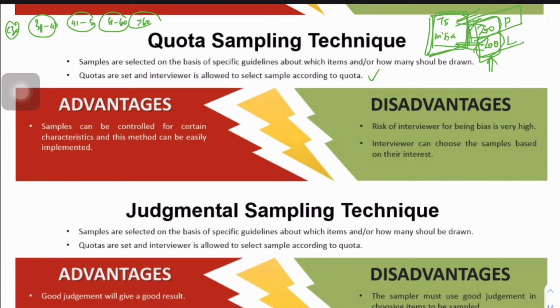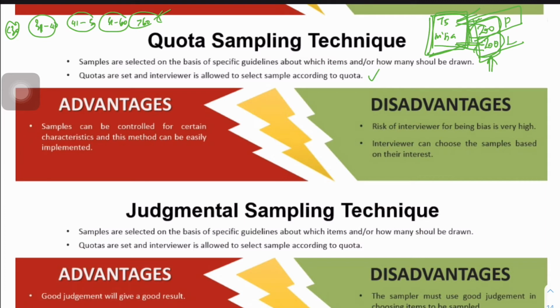So what is the advantages and disadvantages for this technique? The advantage is samples can be controlled for certain characteristic and this method can be easily implemented. Sebab kita yang set kita punya quota, kalau kita nak set quota kita lelaki 200, perempuan 200, is easy untuk kita implement. So kita akan ambil je lah perempuan 200, lelaki 200. Ataupun kita dah set quota kita yang mengikut umur, is easy. Kita dah boleh groupkan dia mengikut umur. Okay, so it easier untuk kita pilih sampel.